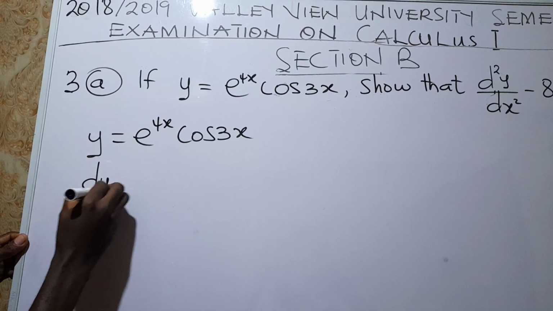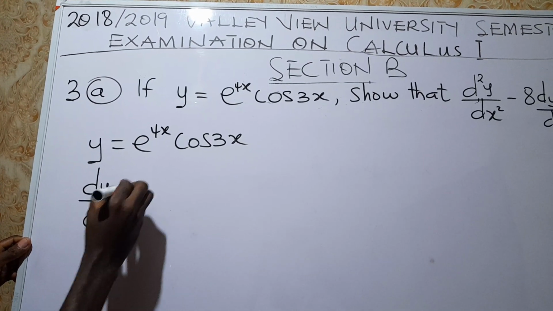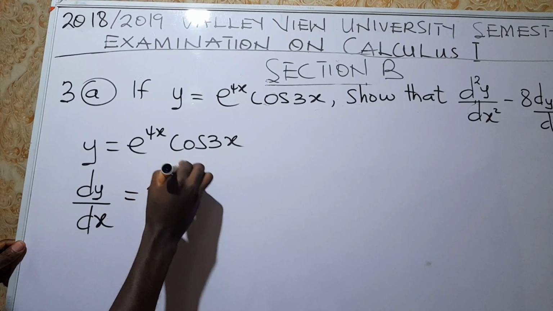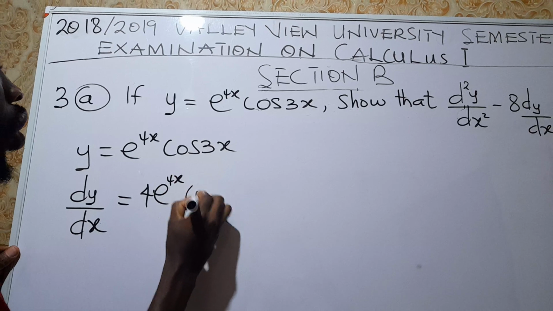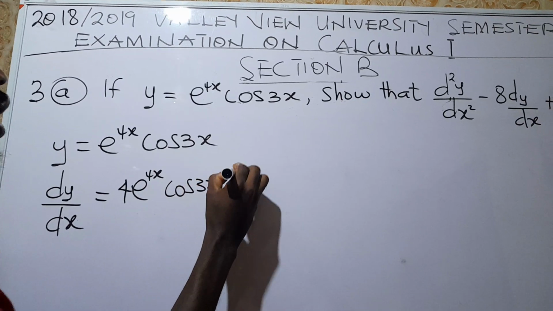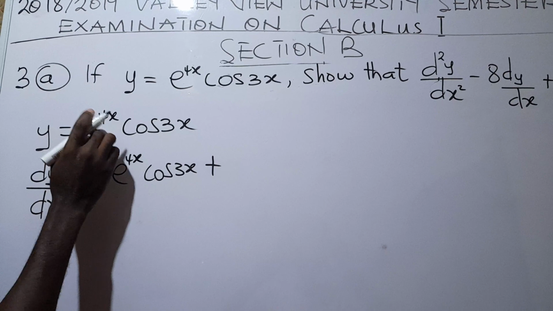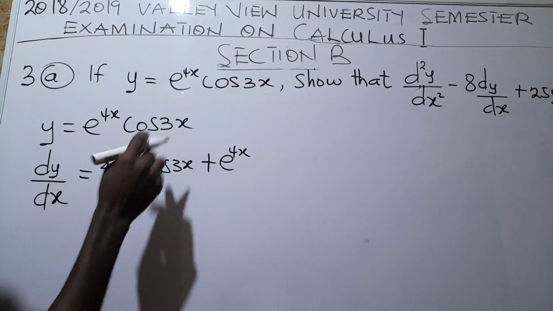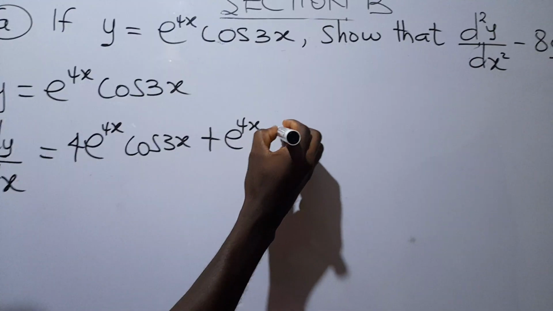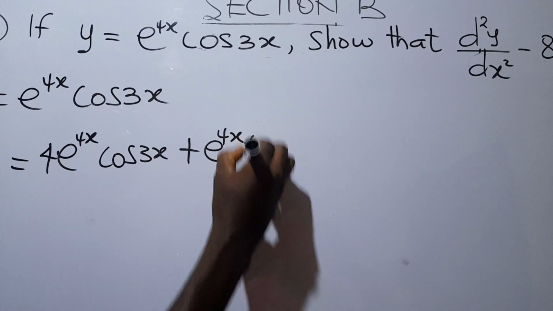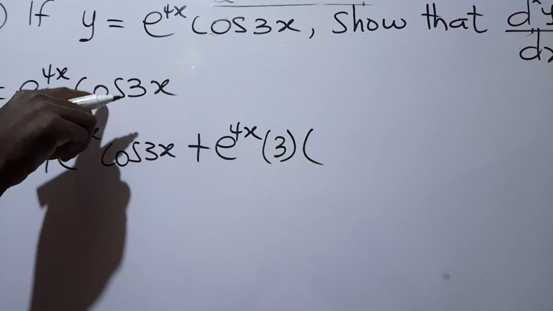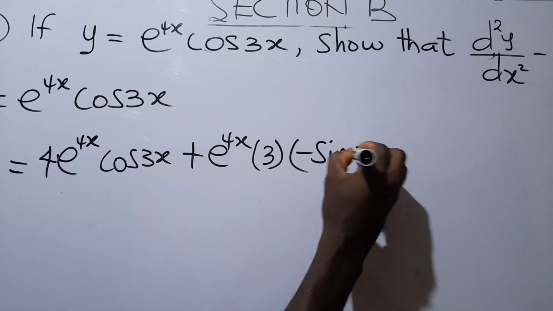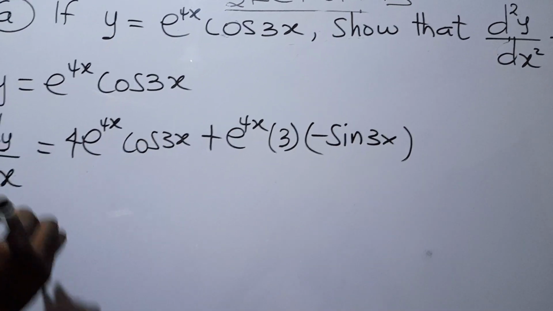So we have our first derivative dy over dx will be equal to, differentiating this, I'll get 4 e exponent 4x, times our cos 3x, then plus. Now I'll keep my e exponent 4x and differentiate the cos 3x. So how do we differentiate this? You differentiate the angle 3, then you differentiate cos, which will be negative sin, then repeat the angle 3x. Please check out my videos on how to differentiate all this.